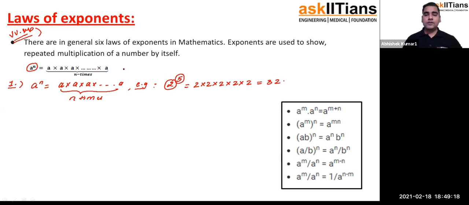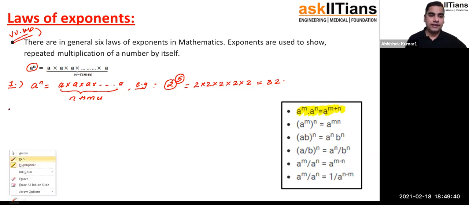Understood? So whenever you come across a situation like this, a raised to the power n, that means the number which is written in the base needs to be multiplied the times the power is. That's it. Okay. Now what is the second rule we have? The second rule is a raised to the power m into a raised to the power n is equal to a raised to the power m plus n.